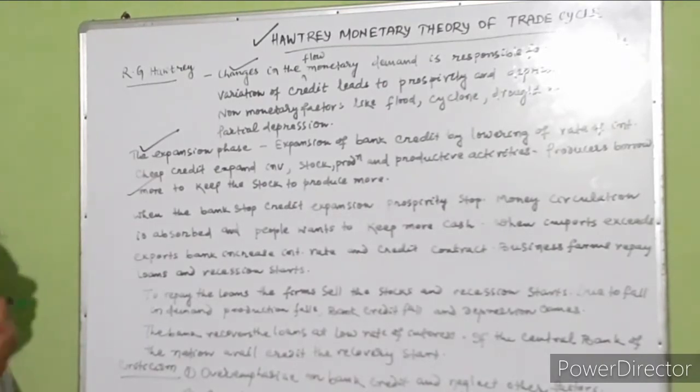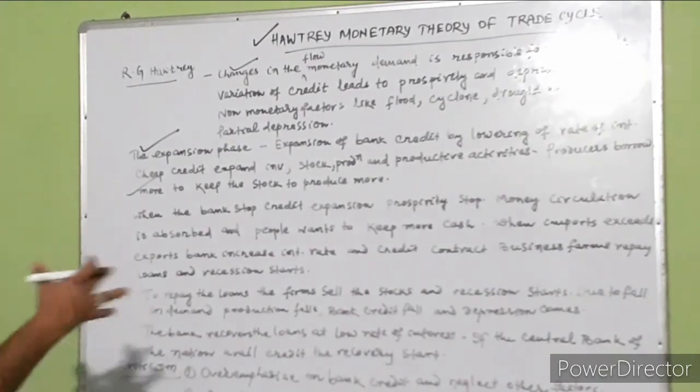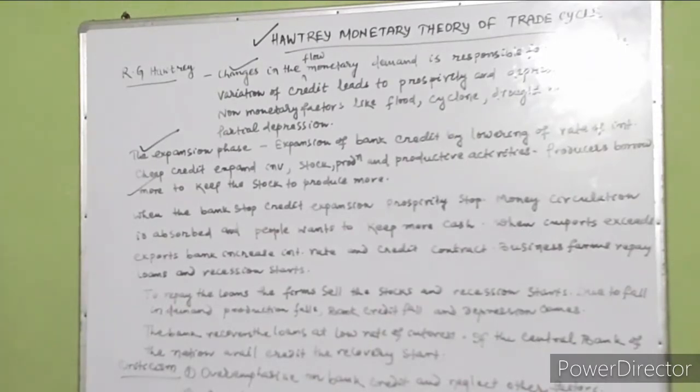So what does Professor R.G. HAWTREY say? Why is his theory known as the monetary theory? Because he is 100% concerned with bank credit. Expansion of bank credit means prosperity, and contraction of bank credit means depression.